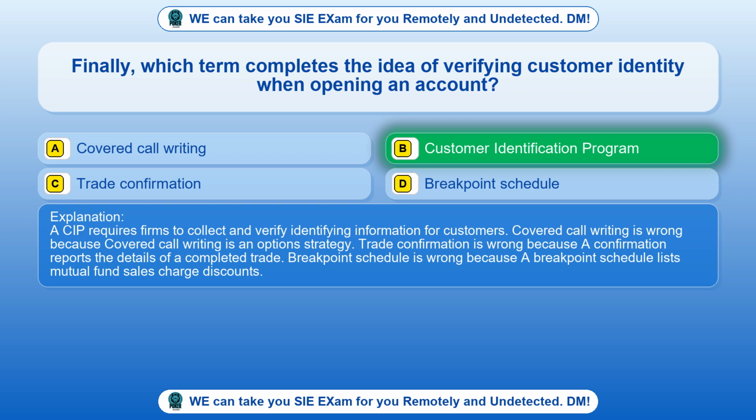A CIP requires firms to collect and verify identifying information for customers. Covered call writing is wrong because covered call writing is an option strategy. Trade confirmation is wrong because a confirmation reports the details of a completed trade. Breakpoint schedule is wrong because a breakpoint schedule lists mutual fund sales charge discounts.